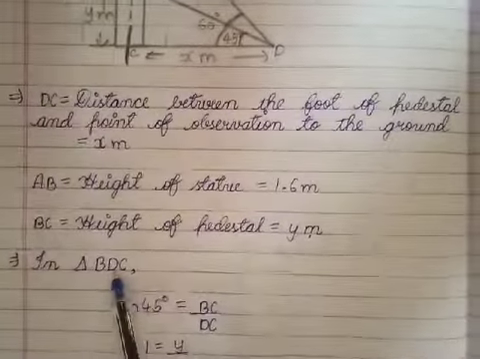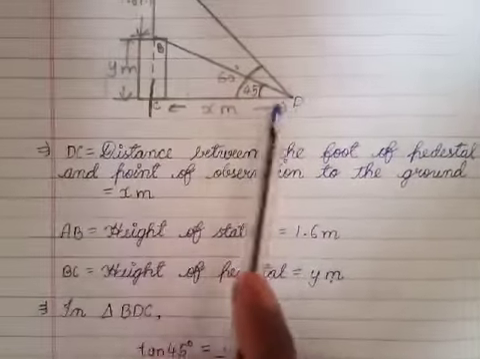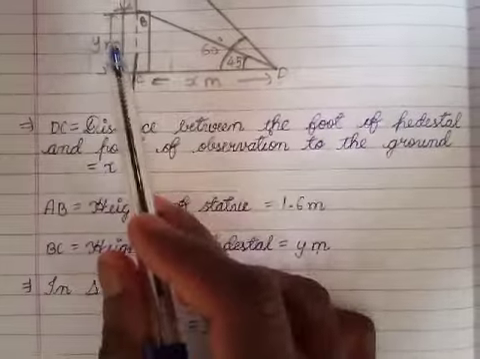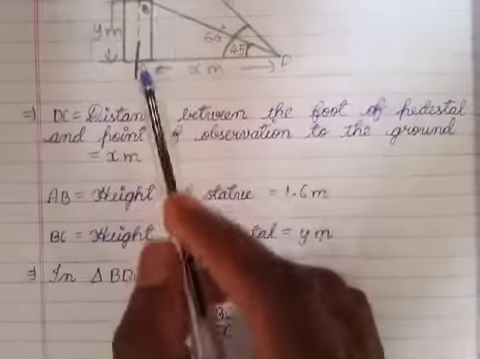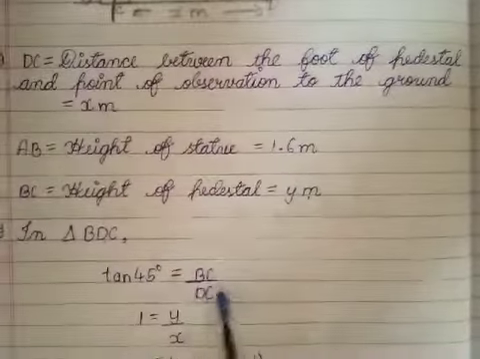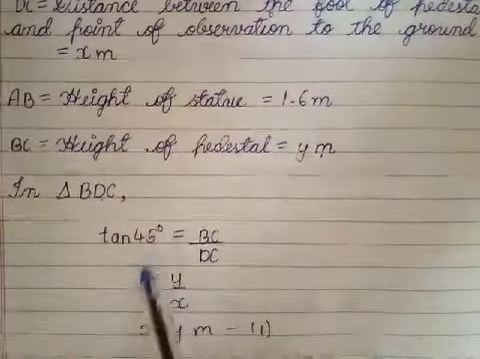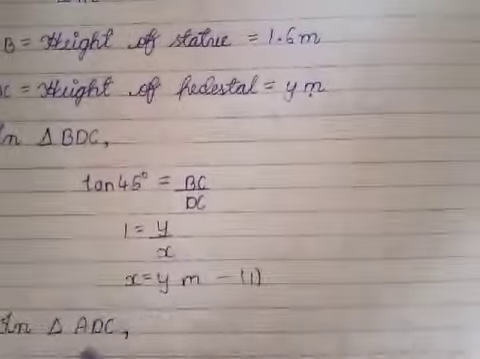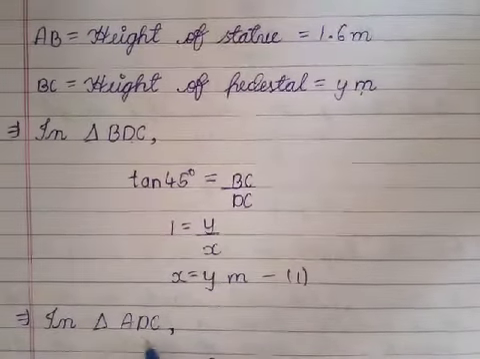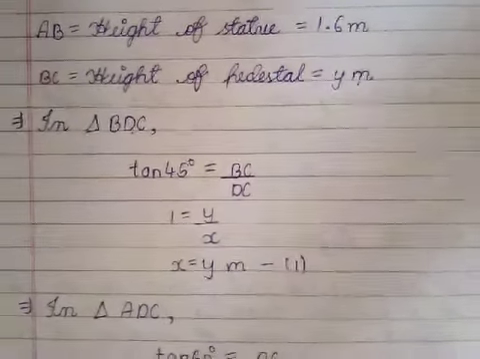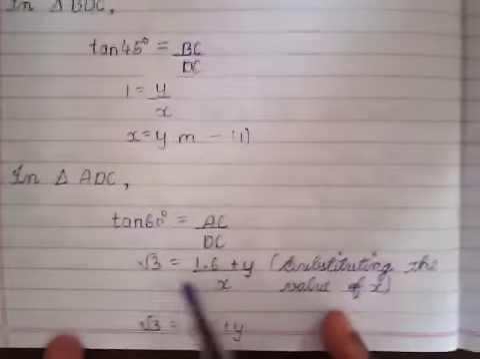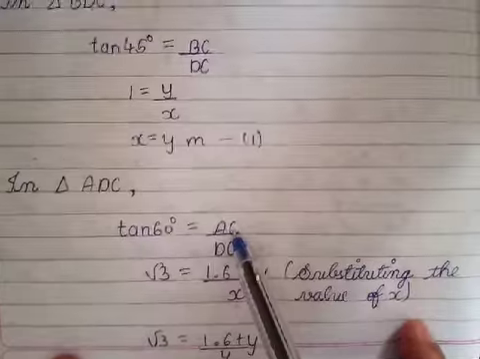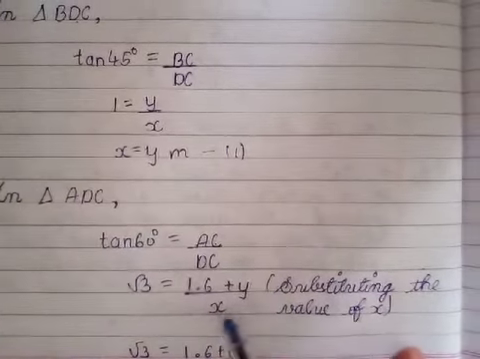So in triangle BDC, tan 45 is equal to y upon x, or we can say it is BC upon DC. Tan 45 is 1, so y upon x is 1, so x is equal to y, that is first. In triangle ADC, tan 60 is equal to AC upon DC, that is, tan 60 is root 3 and AC is 1.6 plus y upon x.